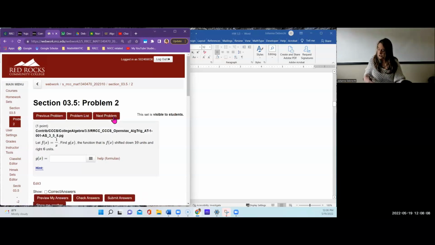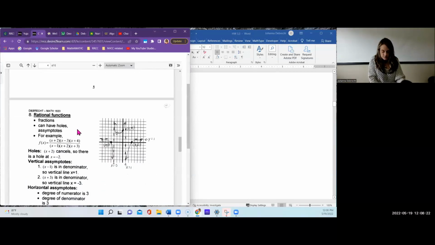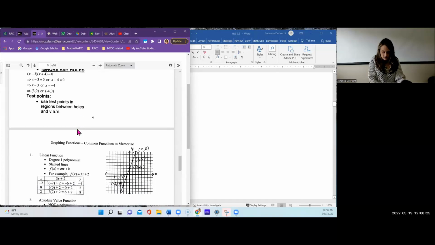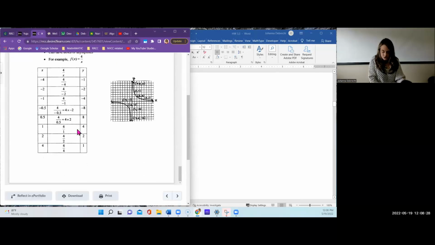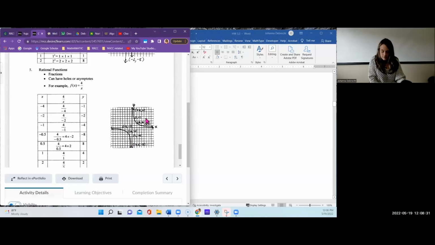Let's move on to problem number 2. In problem number 2, we're starting with a different toolkit function, one that we didn't really talk about. It's the basic rational function. We can look at the basic rational function if we look over here at common functions to memorize. Rational functions are here. Let's see if the rational function shows up on our second list. This is the basic rational function that you'll see right here. This one is 4 over x, but ours is 1 over x. Again, it sort of has this boomerang shape in quadrant 1 and a boomerang shape in quadrant 3. That's what our toolkit function looks like.